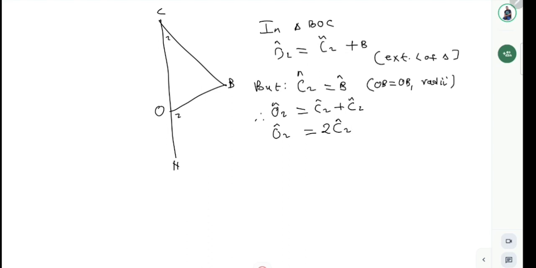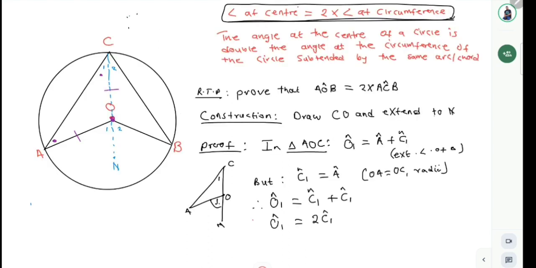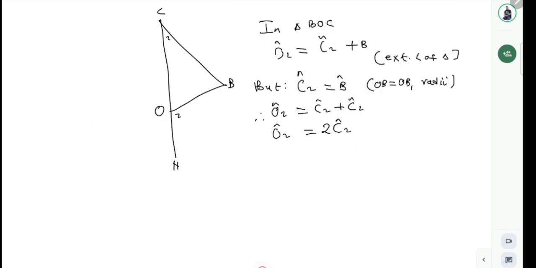So what I'm going to do now here is to link this triangle AOC together with this BOC, right? Because what they want us to prove now here is AOB. AOB is the summation of what? O1 plus O2. So let me show you. So now the angle AOB is the same as O1 plus this O2. Okay, I hope you will agree with me here, ladies and gents.